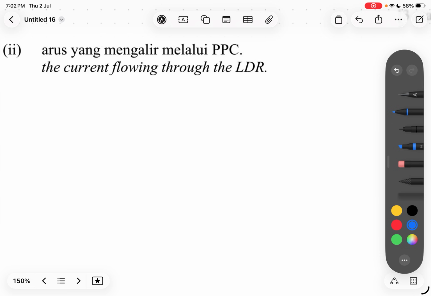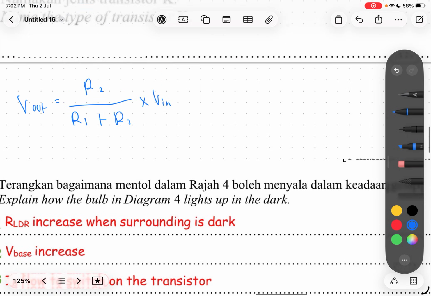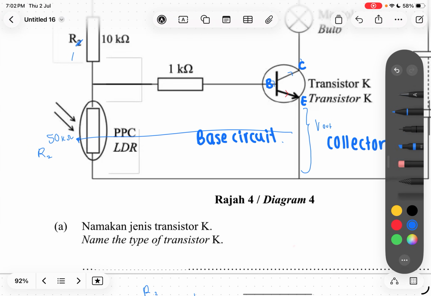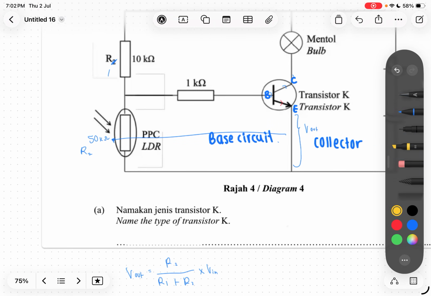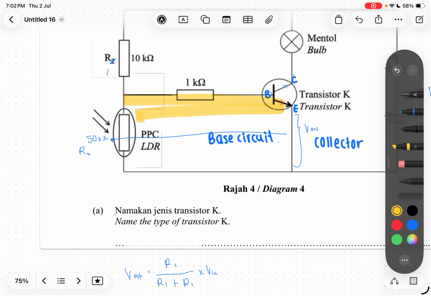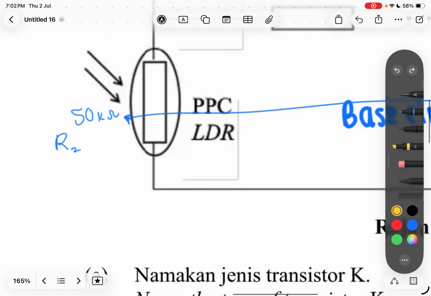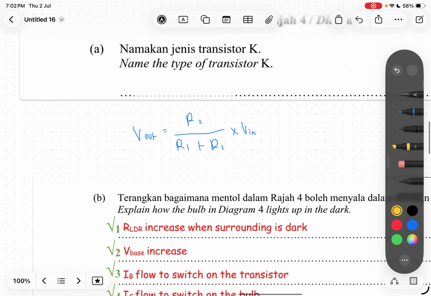They want us to find the current flowing through LDR. The current flowing through LDR is this one, right? Is this section. So ignore any other section other than that. We focus on the base circuit over here. So we already know that VLDR, the voltage, is equal to 15.